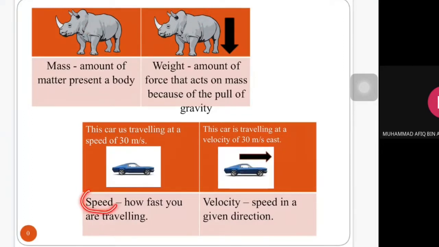Another example, speed and velocity. What is the difference between speed and velocity? Speed is how fast you are traveling, and velocity is the speed in a given direction. For example, this car is traveling at the speed of 30 meters per second. This is speed. And for velocity, this car is traveling at a velocity of 30 meters per second east. Okay, it goes in the east direction. So this is a vector. Velocity is a vector and speed is a scalar.